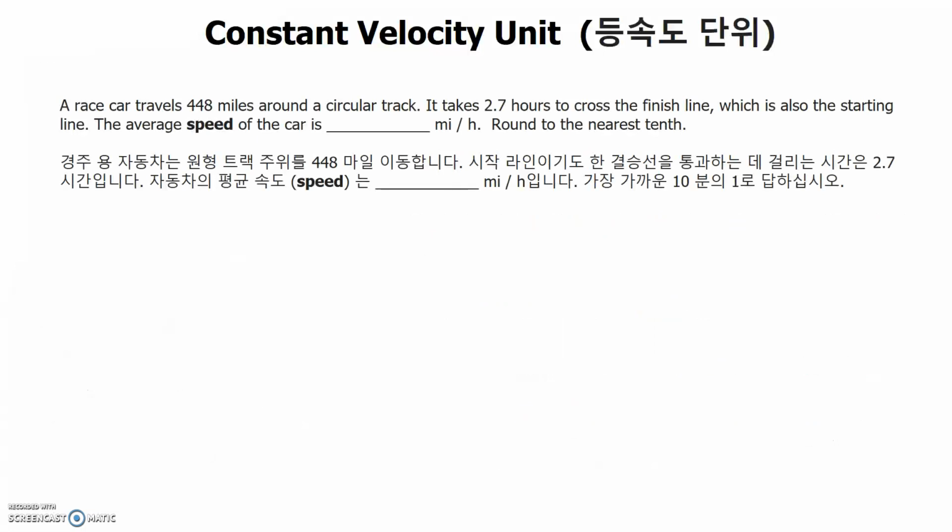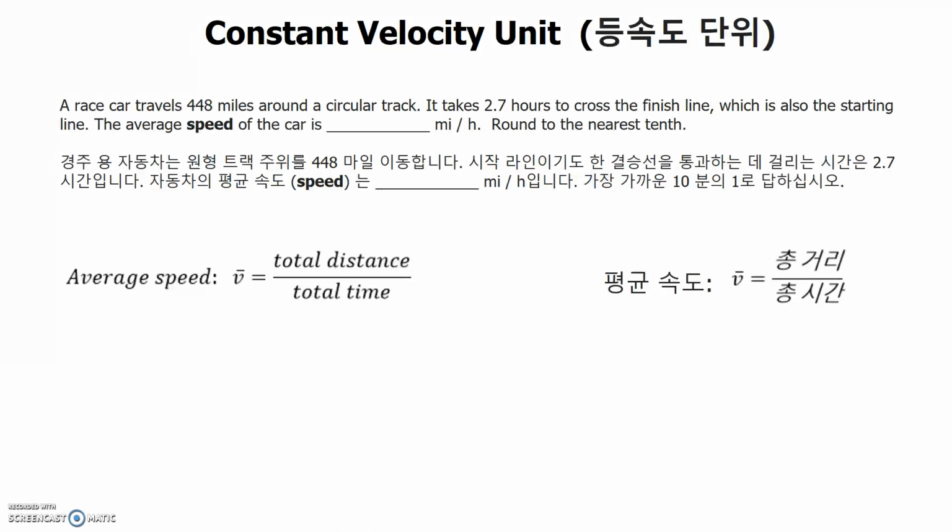Let's do a couple calculation problems. A race car travels 448 miles around a circular track. It takes 2.7 hours to cross the finish line, which is also the starting line. The average speed of the car is blank miles per hour, round to the nearest tenth.